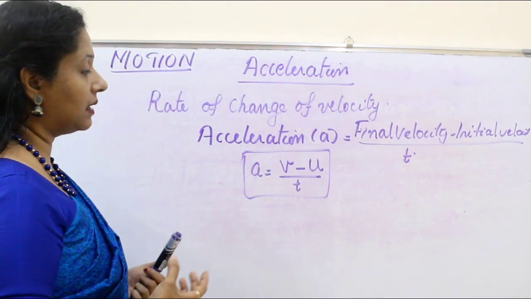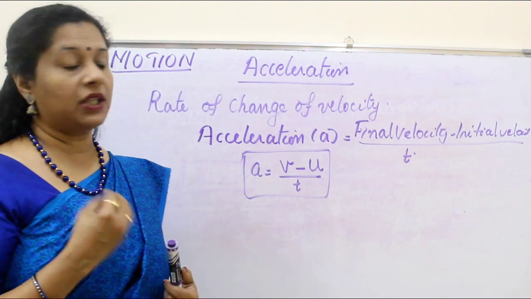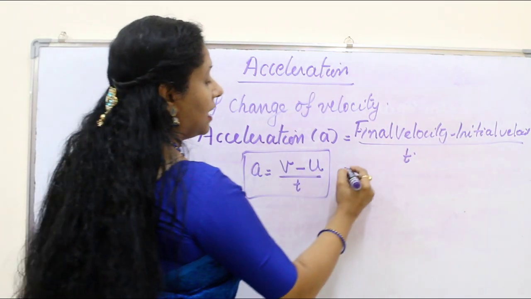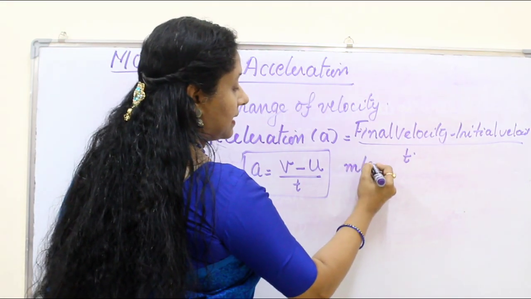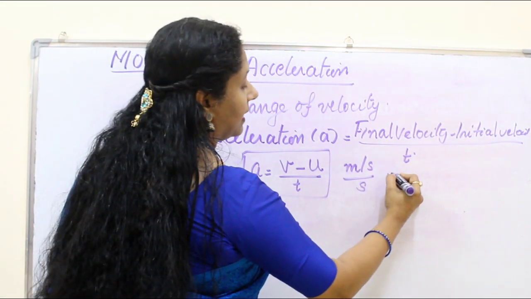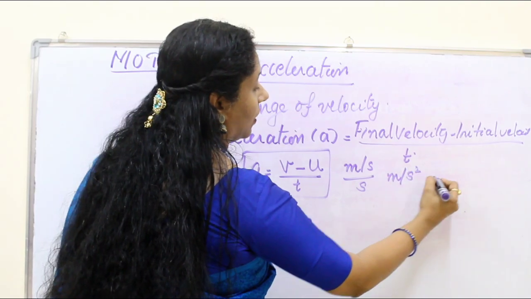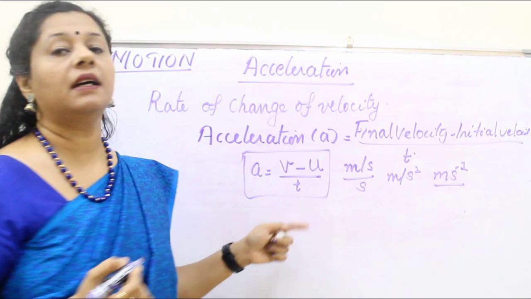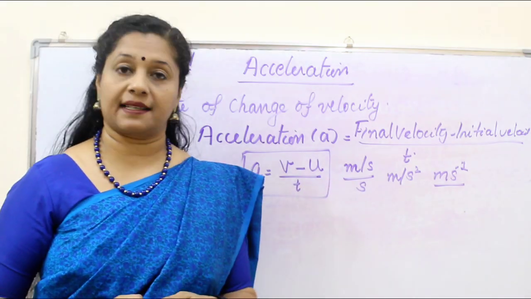Now let's see what is the unit of this. We know that here we are representing velocity in the numerator. The velocity is meter per second, right? Upon again second. So what will we get? Meter per second square, or m s to the power of minus 2. So this is the SI unit of acceleration.